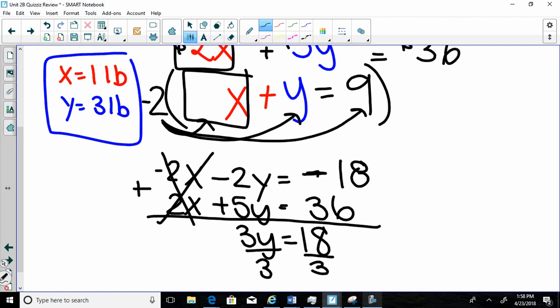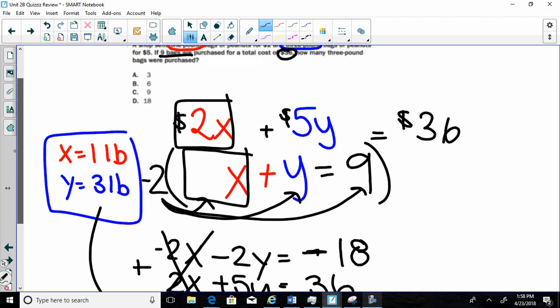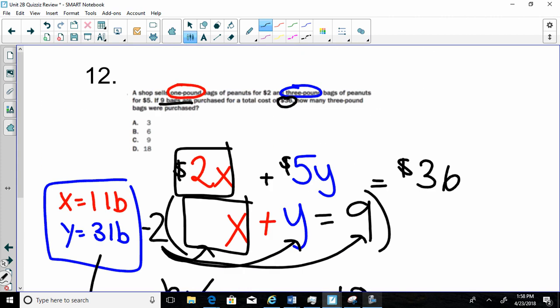I'm sure there's 3 in the answer choices. Yep. So you gotta be careful. Does that make sense? Yes. So the point of intersection would be 3, 6. Okay.